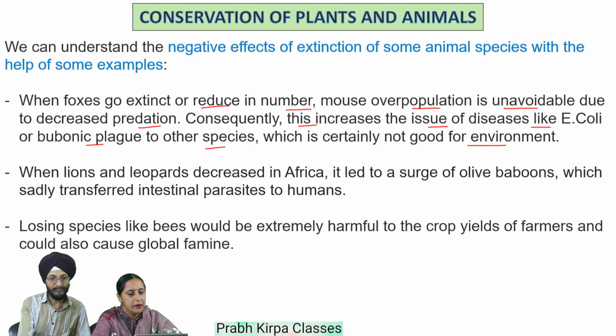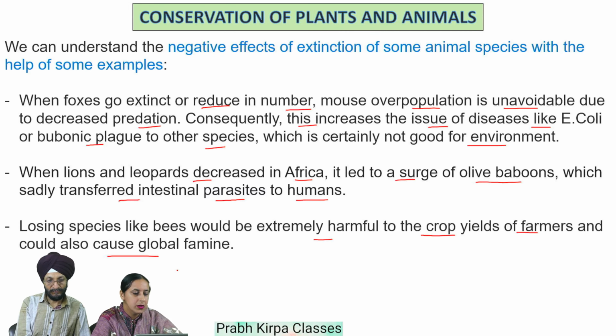When lions and leopards decreased in Africa, it led to a surge of olive baboons, which sadly transferred intestinal parasites to humans. Losing species like bees would be extremely harmful to the crop yield of farmers and could also cause global famine.